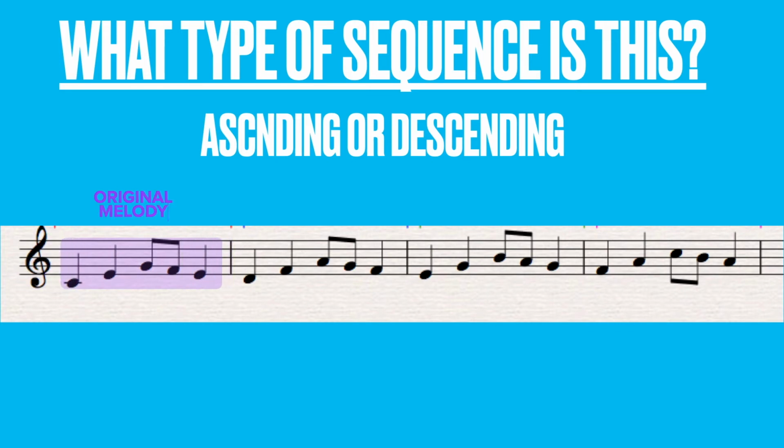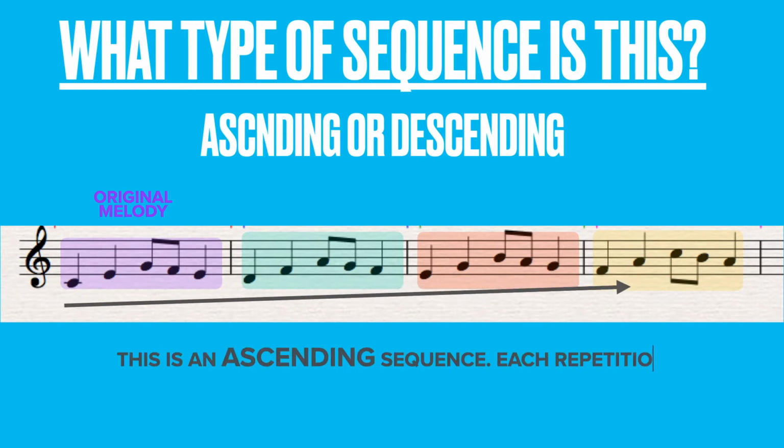Have a look at this. What type of sequence is it? Is it ascending or descending? This is an ascending sequence. Each repetition of the melody moves up by one note.